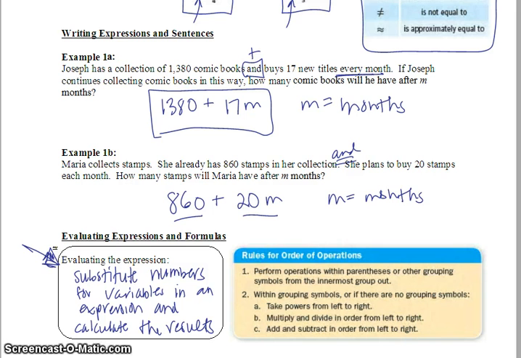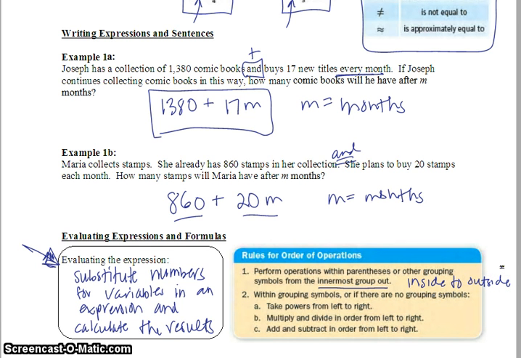There are rules for the order of operations that you have learned in algebra that we're going to review in advanced algebra, because we use those constantly. The first one is you need to perform operations within parentheses or other grouping symbols from the innermost group out. In other words, you move from the inside out. So inside to the outside.